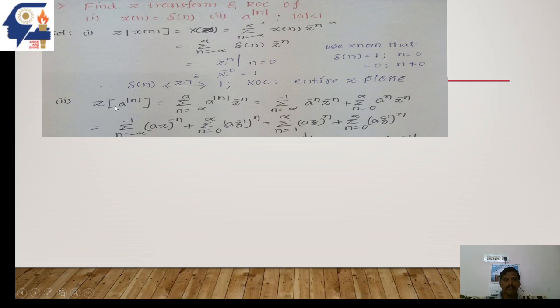Now the Z transform of A power mod n. We can write mod n as minus n when n is less than 0 and mod n equal to plus n when n is greater than or equal to 0. So I am going to split the interval n equal to minus infinity to plus infinity. The given signal Z power minus n is equal to, when n is negative, n equal to minus infinity to minus 1, A power minus n, as mod n becomes minus n, Z power minus n, plus when n is positive, n equal to 0 to infinity, A power mod n becomes A power plus n.